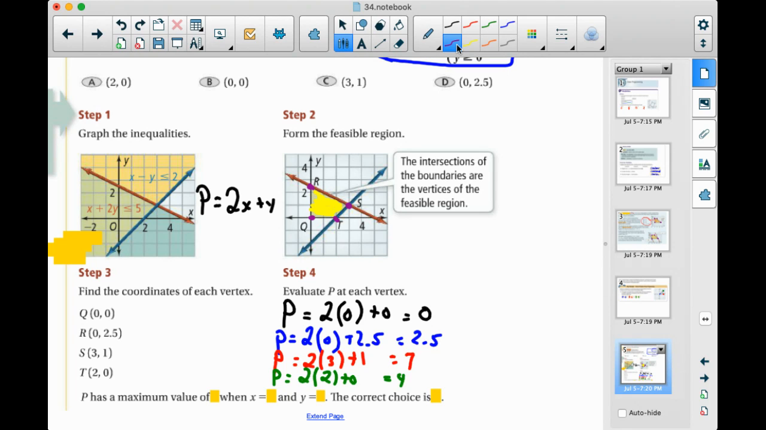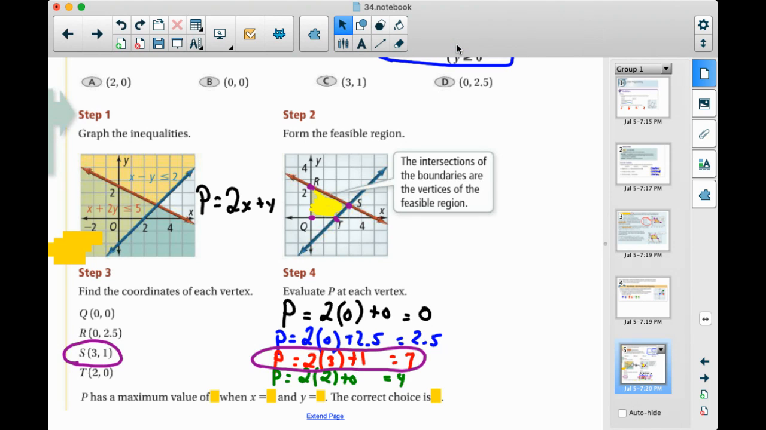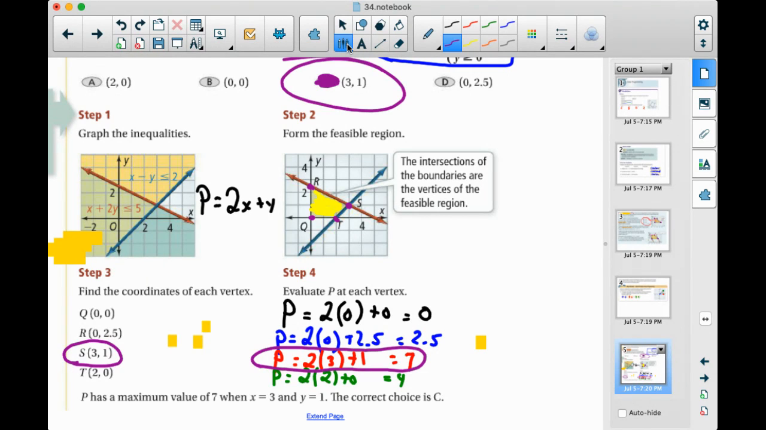Which one gives us the biggest number? The red one, right there, S, gives us 7. That's our biggest one. So what that means is P has a maximum value of 7 when x equals 3 and y equals 1. So the correct answer is C. Back up here, our answer is C. Any questions with that?